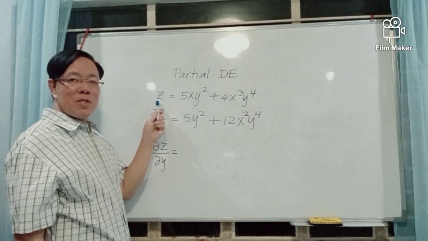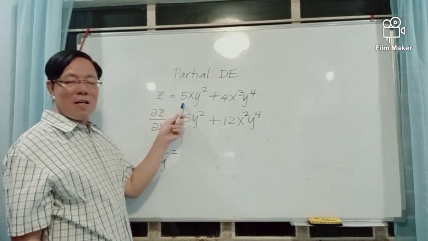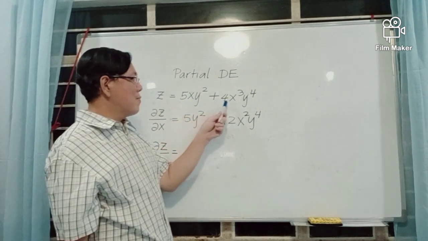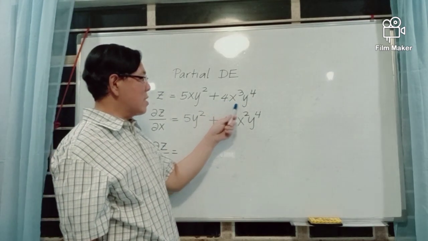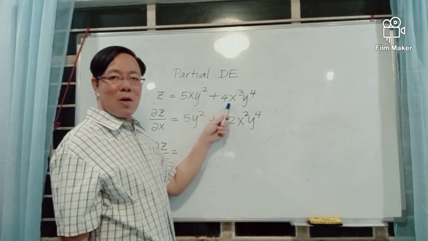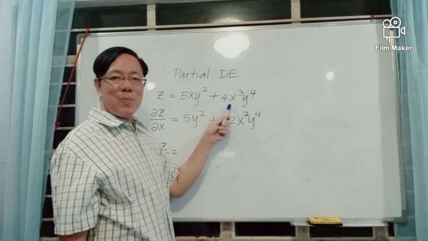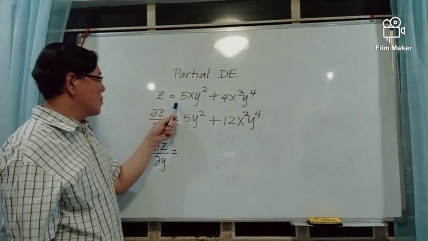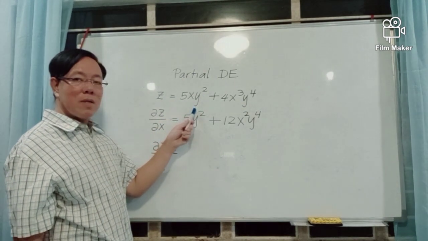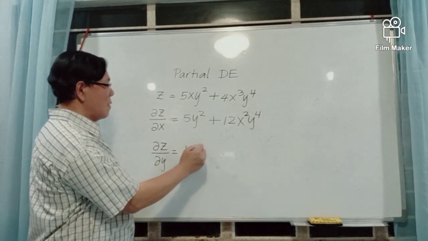And to get the partial derivative of c with respect to y, we consider x as a constant. So 5x is a constant. For the second term, if we get the derivative of this with respect to y, we consider x cubed as a constant, multiplied by a constant 4. So 4x cubed is a constant. We get the derivative of 5xy squared with respect to y, and we get 10xy.